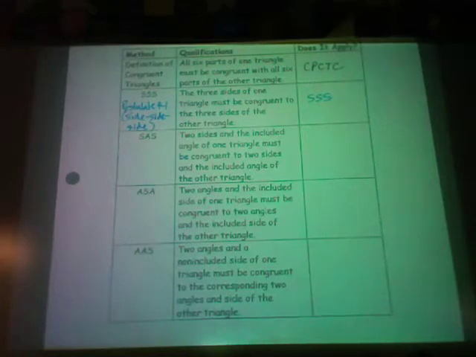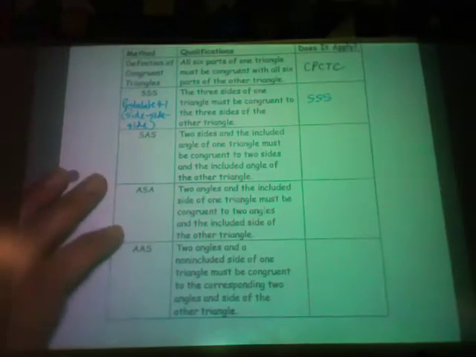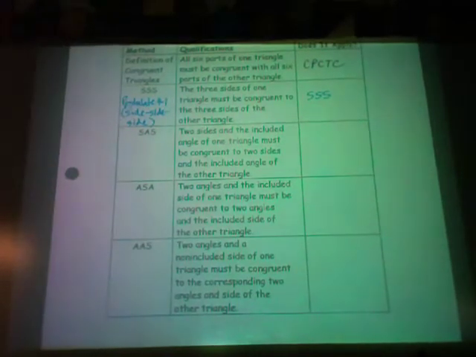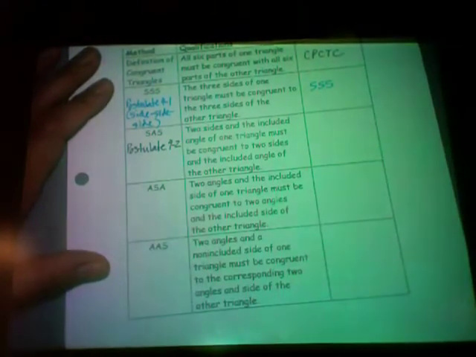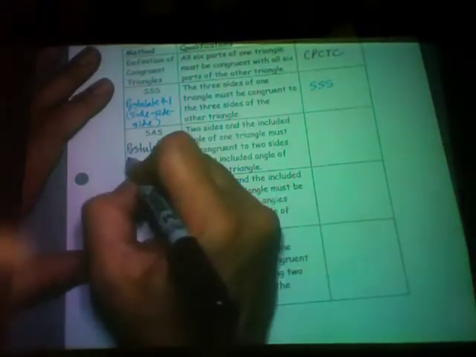All right. Sorry. Okay. So the next one that we're going to look at is SAS. What do you think that stands for? Side angle side. This is postulate 4-2, and it's commonly referred to as side angle side.